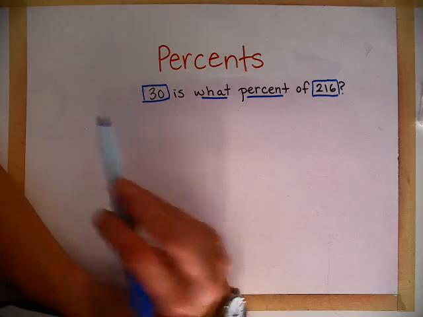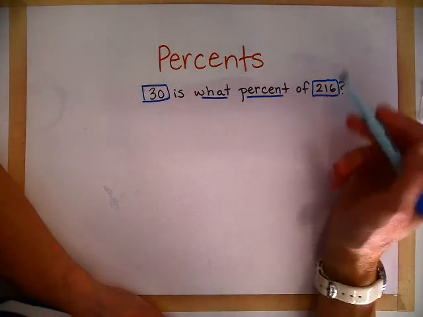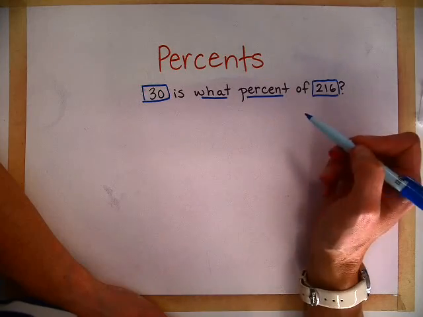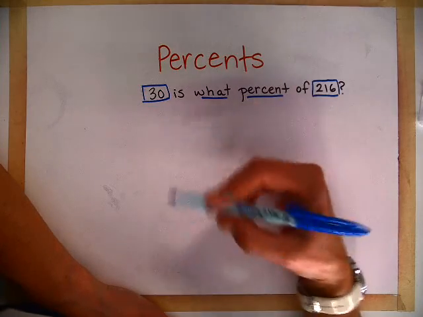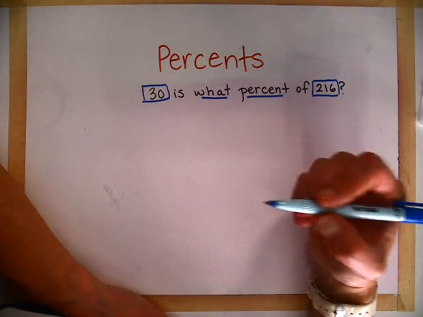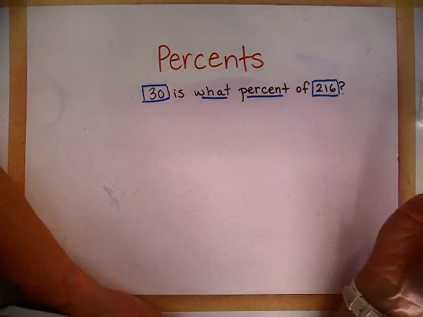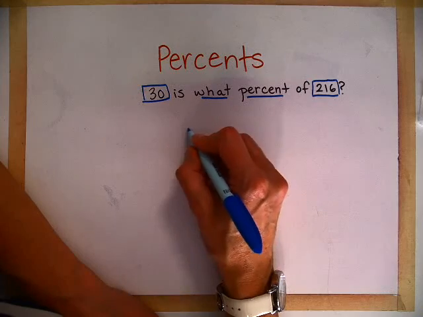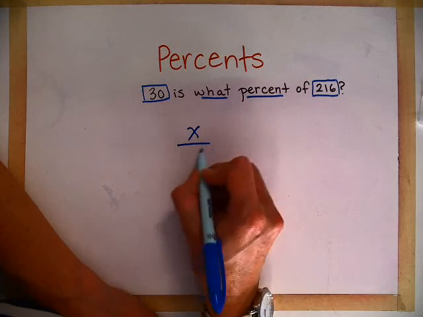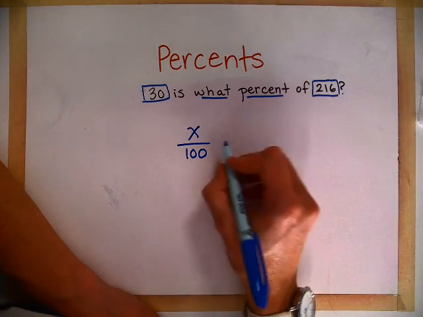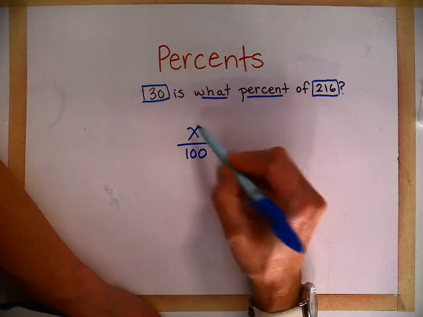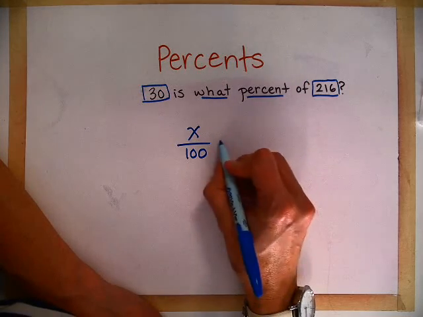Since it says what percent, that means I don't know the percent. The question is asking me what percent. So since I don't know the percent, then I don't know what goes over 100. And since I don't know what goes over 100, I'm going to use a variable. So x over 100. Okay? And so now this part of my proportion is done.